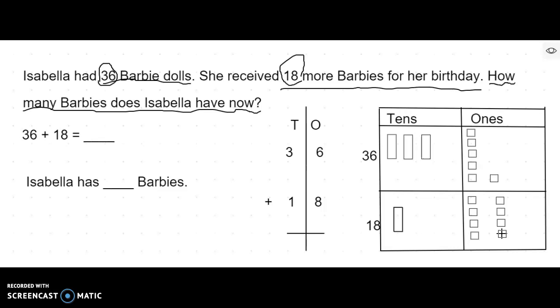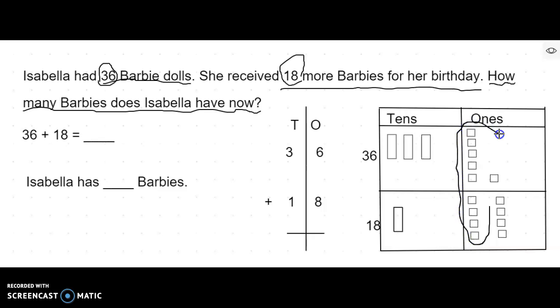Yeah, we're noticing I have more than 10 ones. So what do I need to do? That's right. I need to take 10 of them and make them into a ten. I need to regroup. So let's count up 10 ones that I can regroup. Ready? 1, 2, 3, 4, 5, 6, 7, 8, 9, 10. Perfect.